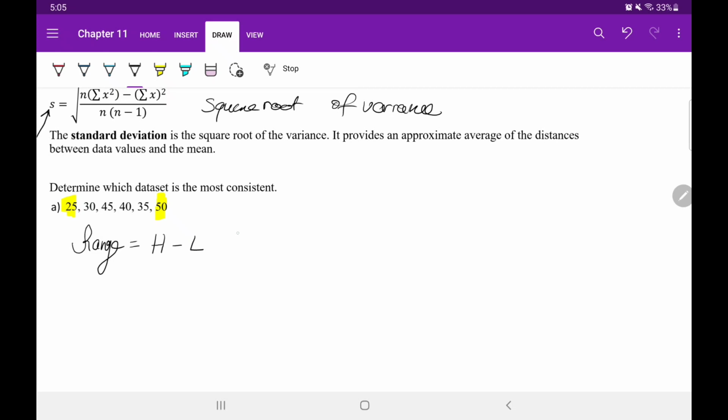So when I compute my range, that is going to be 50 minus 25. And that equals 25. So my data ranges 25 units in total.